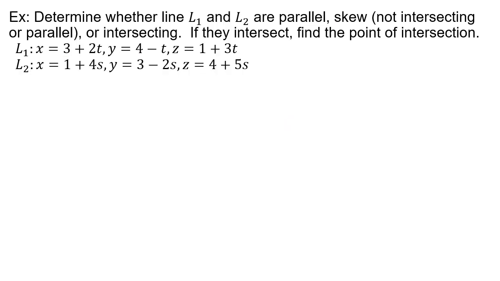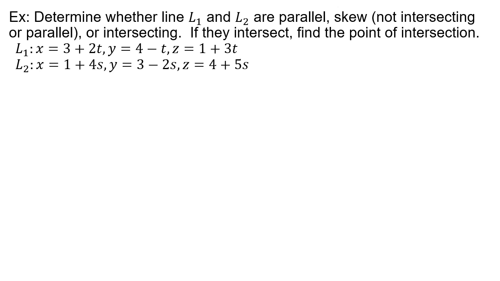Okay, let's determine whether the lines L1 and L2 are skew, parallel, or intersecting. Skew means they don't intersect, but they're not parallel either. So you have a line going one direction and one going a totally different direction, but in 3-space they don't necessarily intersect when they do that. And if they intersect, we'll find the point of intersection.